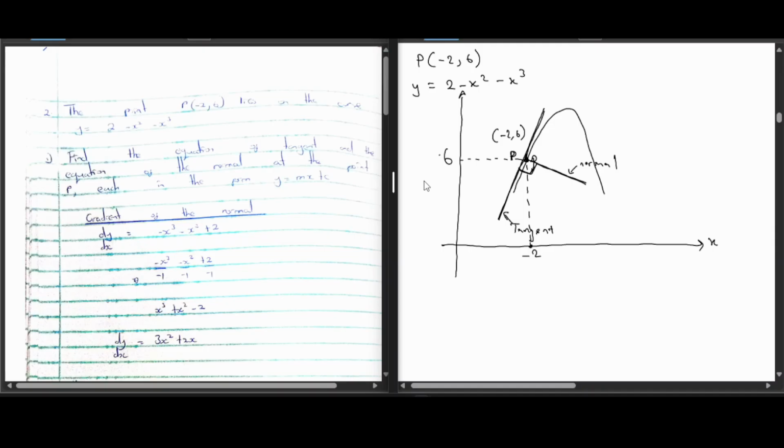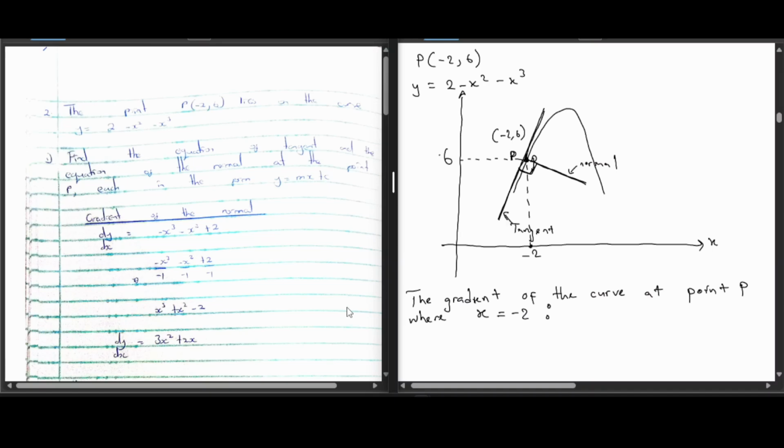That means we need the gradient. We know that the gradient at the point P, let me write it as a statement: the gradient of the curve at point P, where x is equal to -2. Knowing that the gradient of the curve at this particular point will be equal to the gradient of the tangent, because if we go back to form 4, we know that we use the tangent to approximate the gradient of a curve.